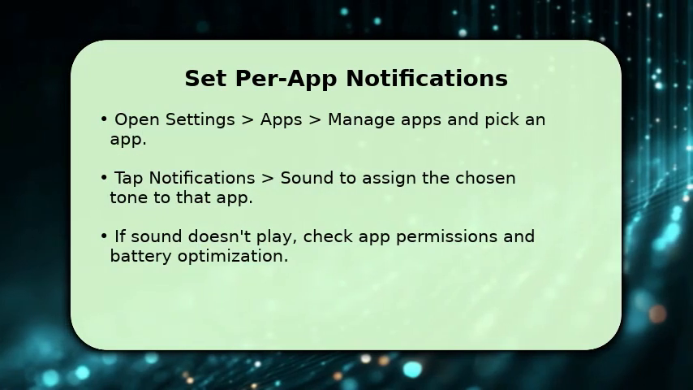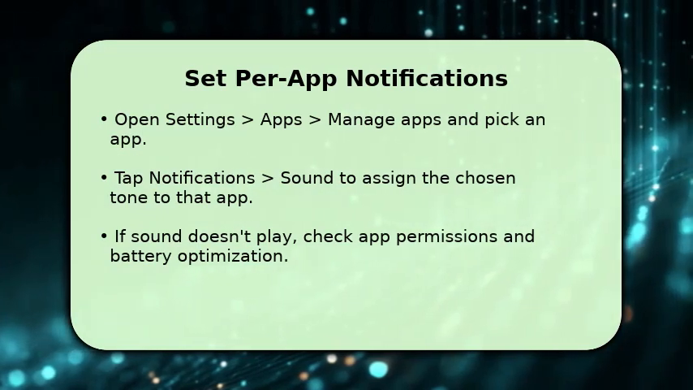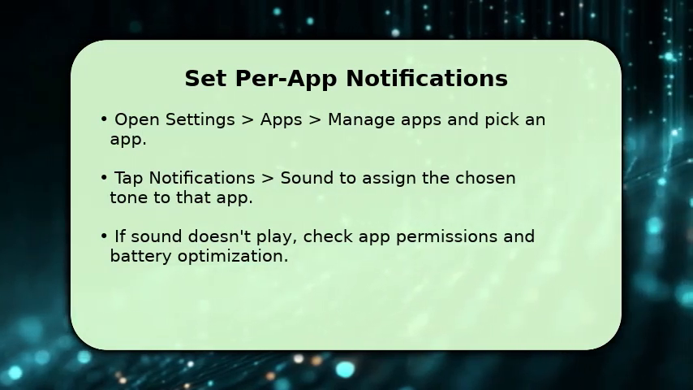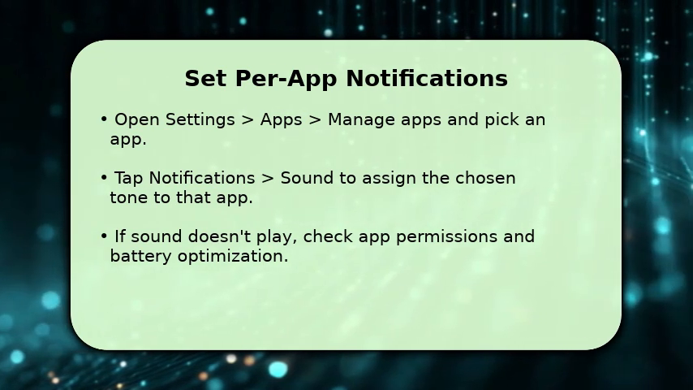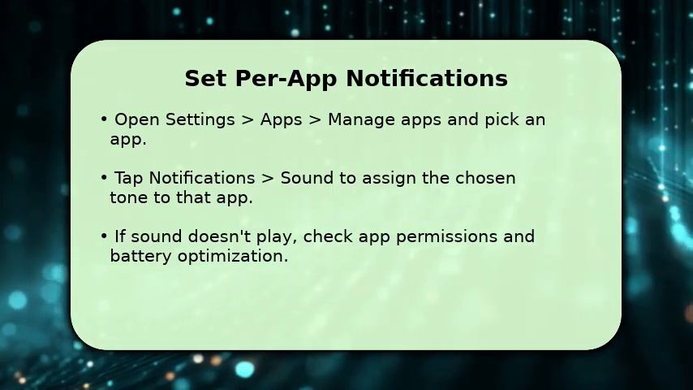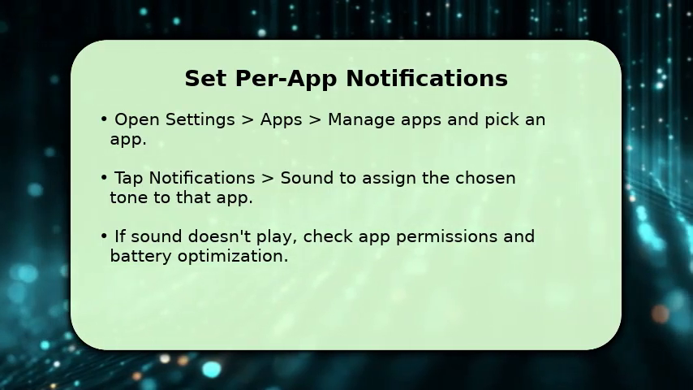Finally, assign the sound to specific apps so you know which alert is which. Go to Settings, Apps, Manage Apps, pick the app, then Notifications and Sound to choose the tone you set earlier. This lets you have different alerts for messages, mail, and social apps.